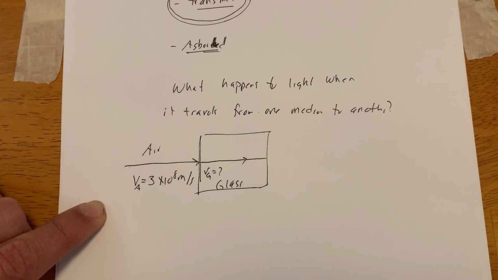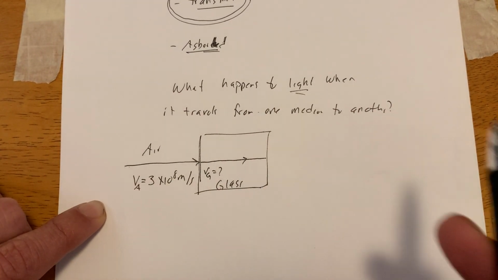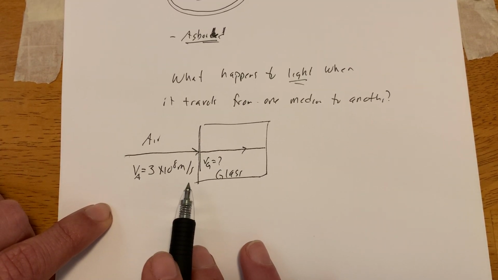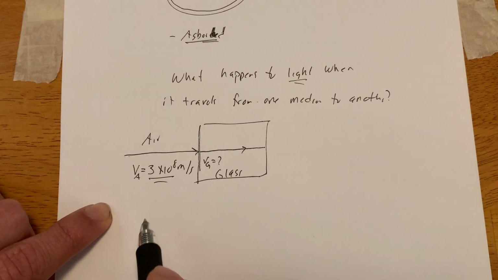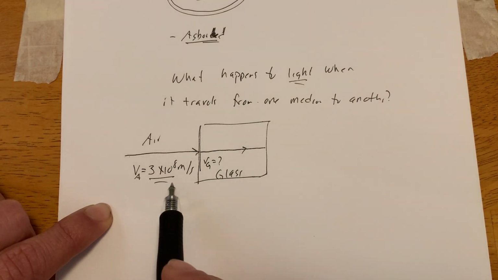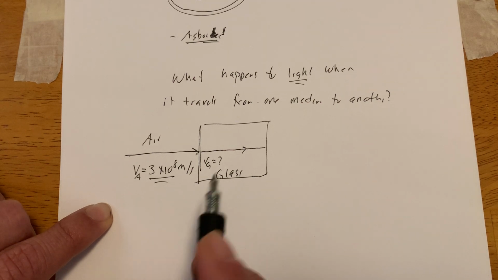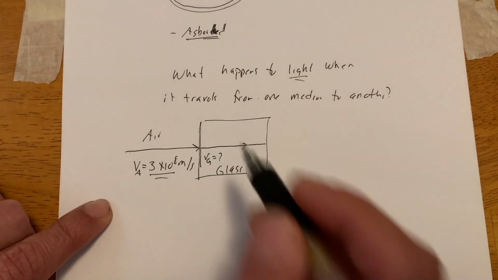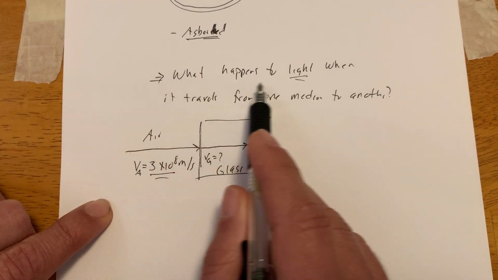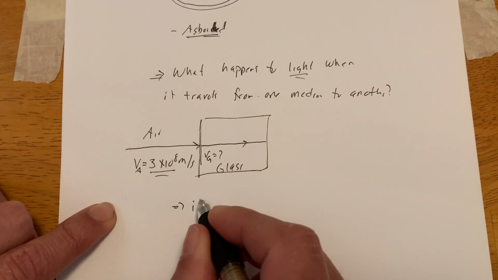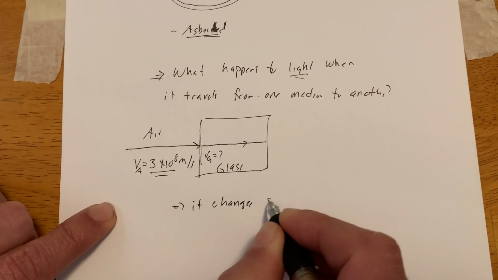So what happens to light when it goes from one medium to another? Be careful. In this particular case, we said it slows down. If it's traveling at 3 times 10 to the 8th, that's the fastest anything can ever travel, which is the speed of light. The only option going from air to glass is that it has to be smaller than the speed of light, say 2 times 10 to the 8th, something like that. So the answer to what happens when light travels from one medium to another is that it changes speed.